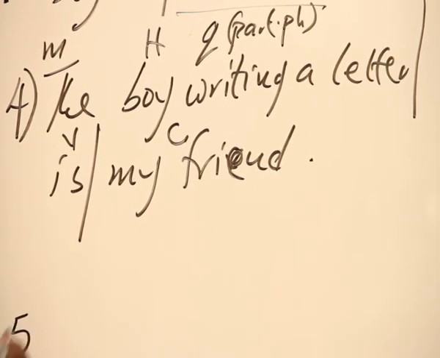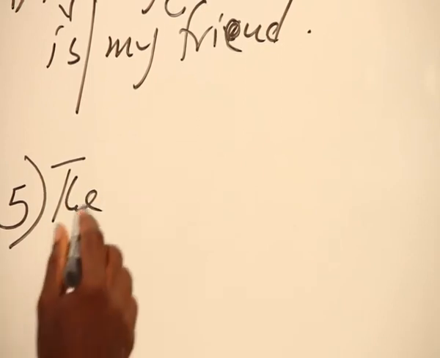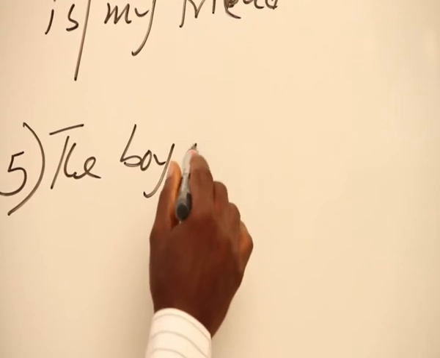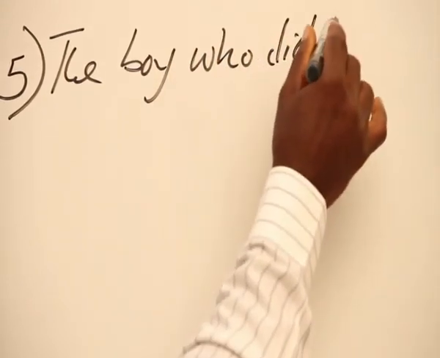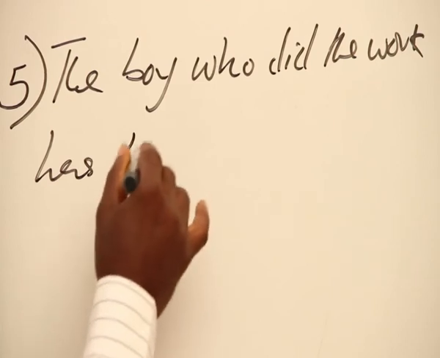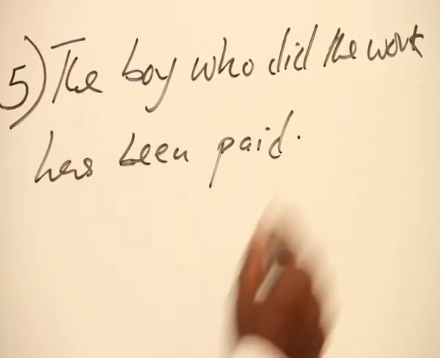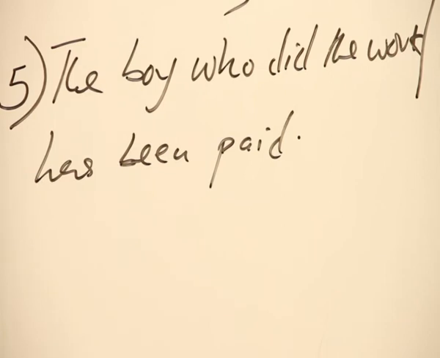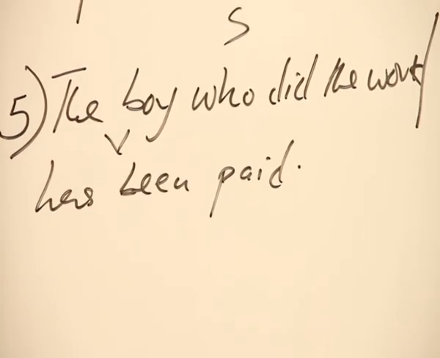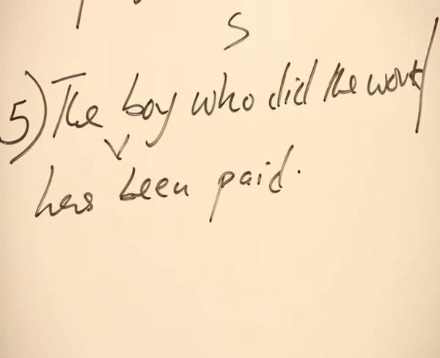Then we can now talk of number 5. Example 5 will be: the boy who did the work has been paid. Now, our subject is this. Has been paid will be a verb, or a verb phrase. It seems I didn't mention the verb phrase when I was looking at the types of phrases, because it's unique in its way, but we will briefly look at that later.